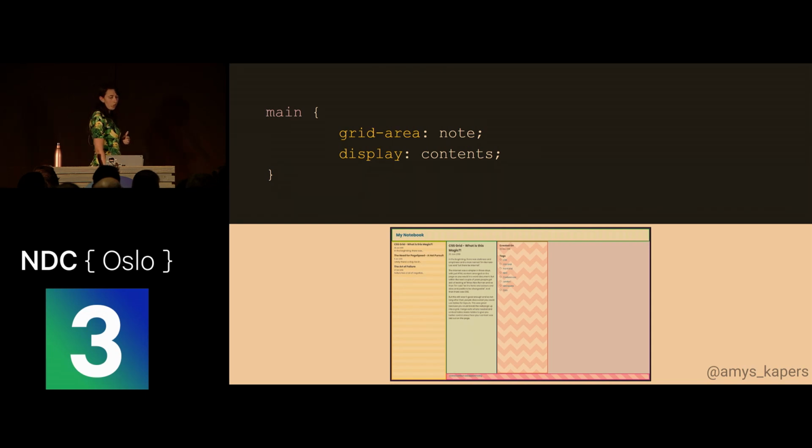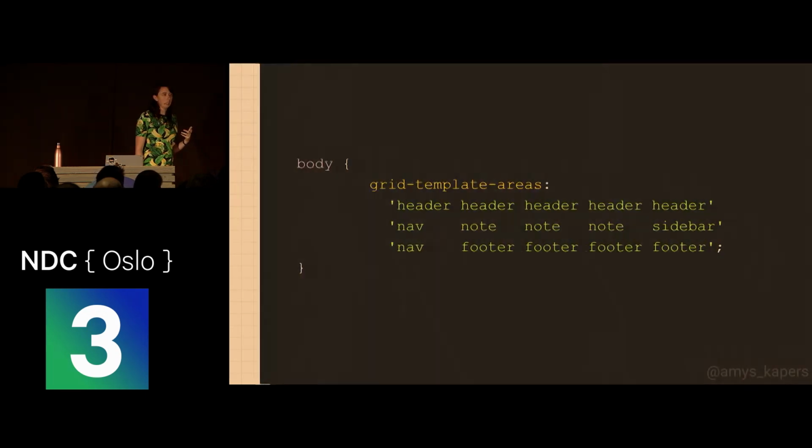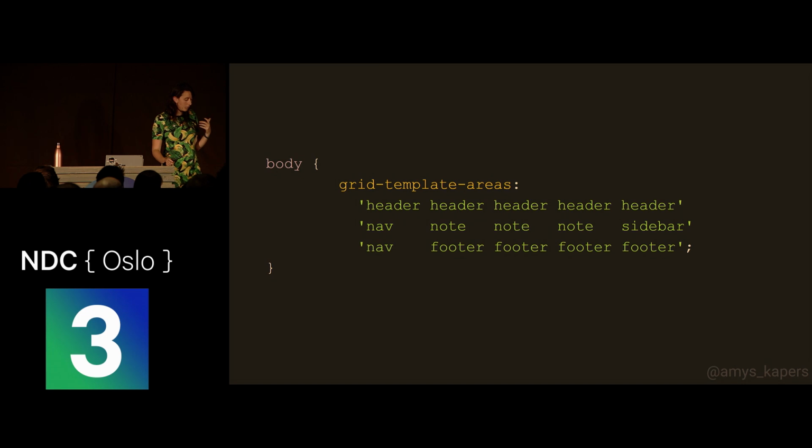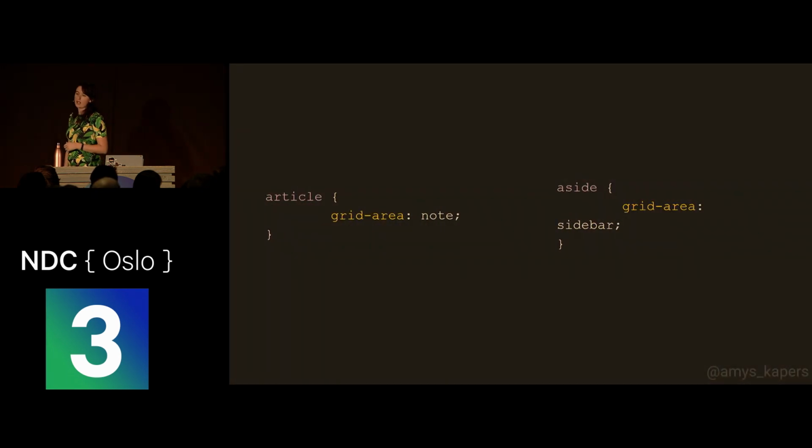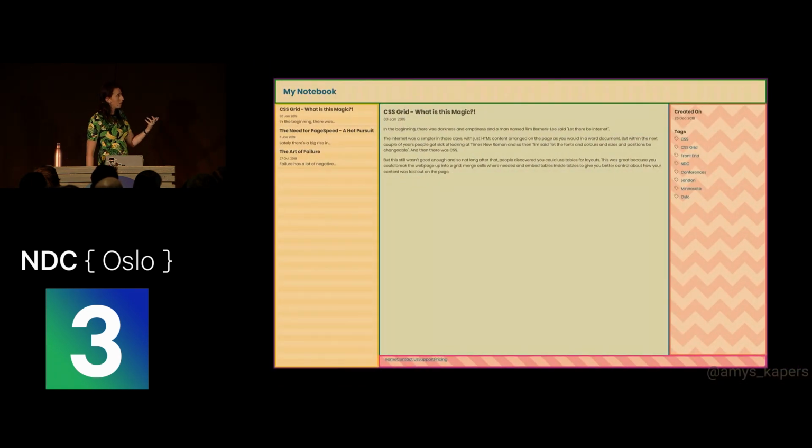What we can then do is reassign our grid template areas, and instead of the note taking up the full second row, it just takes up 3 columns, and our sidebar takes up the final column in our layout. We then assign the article and the aside the grid areas of note and sidebar. And this pushes our note to take up 3 columns and our sidebar to sit at the end.